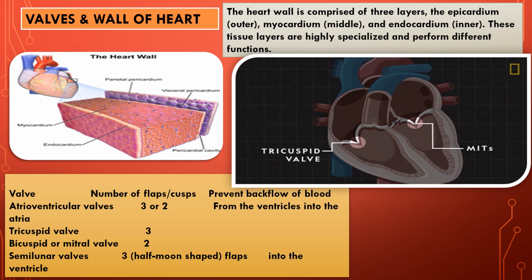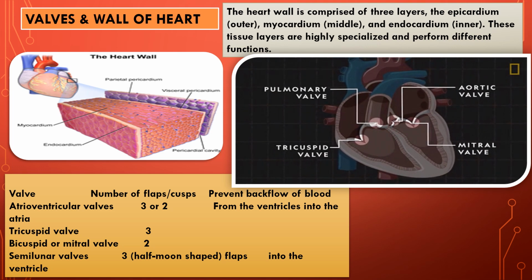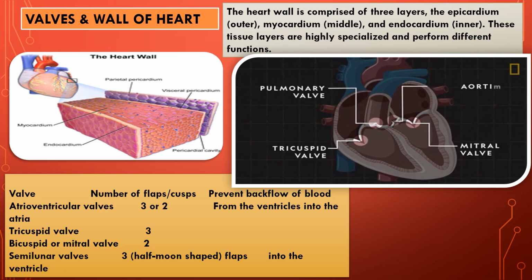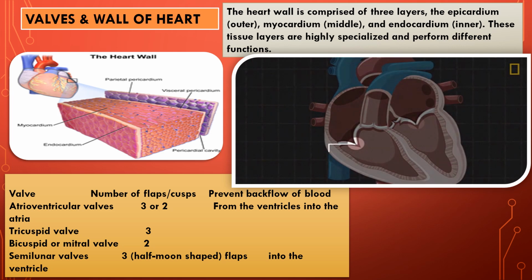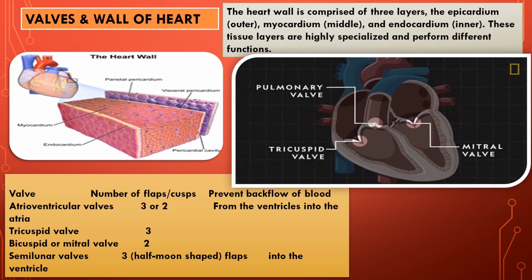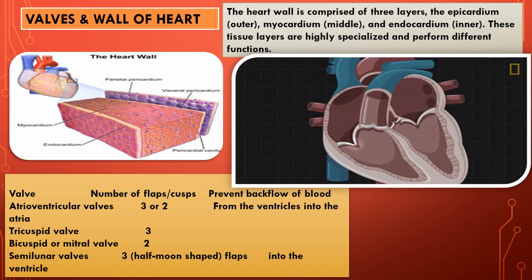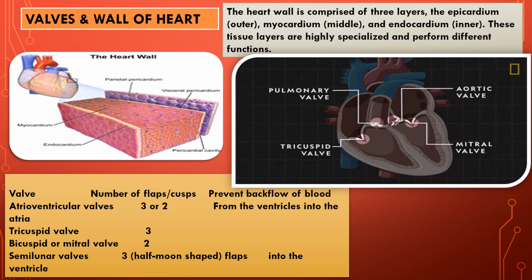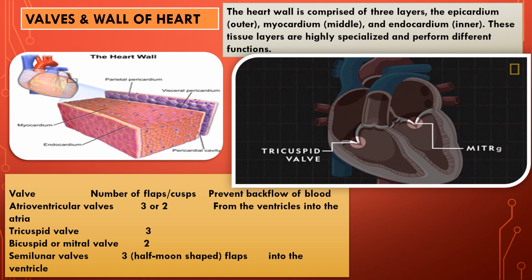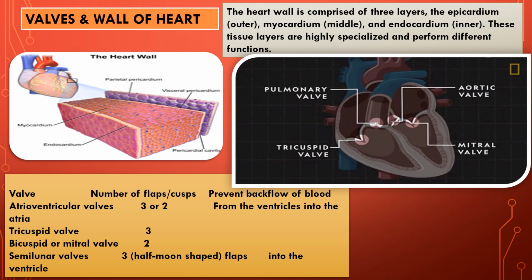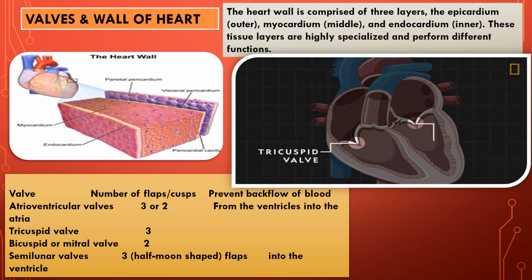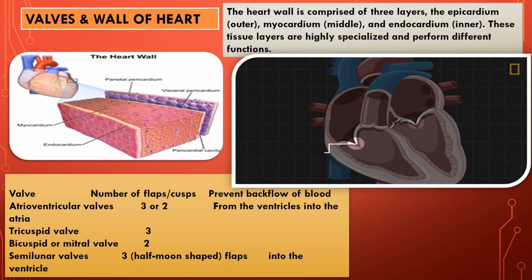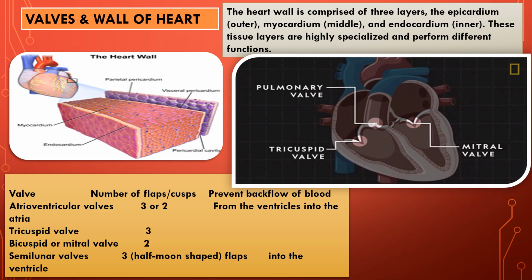Next, tricuspid valve, number of cusps, 3. Next, bicuspid or mitral valve, number of cusps, 2. And the last one is semilunar valves. Number of cusps are 3 half-moon shaped flaps. It prevents backflow of blood into the ventricle. Now see the diagram. Here the 4 valves of our heart has been clearly shown: tricuspid, mitral, pulmonary and aortic valve. That means semilunar valves.